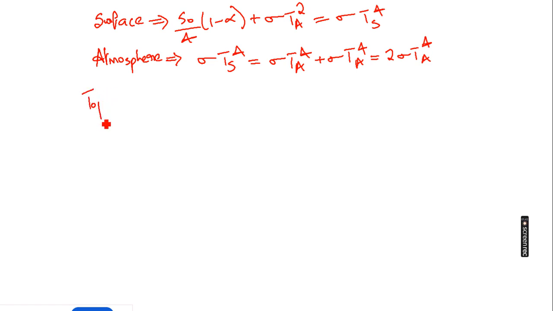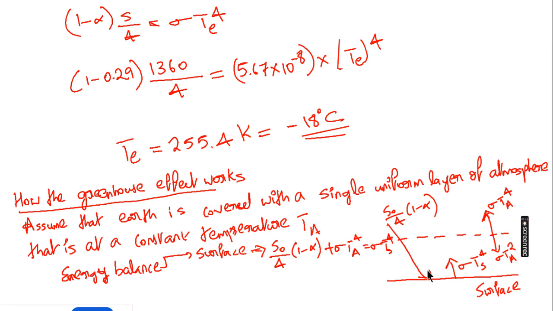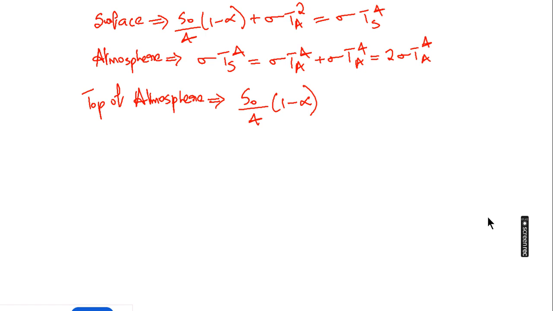Now let's see what is the energy balance at the top of the atmosphere. At the top of the atmosphere, the energy that it receives is S0 by 4 into 1 minus alpha, right? This one, and what it re-emits is this one, sigma Te raised to 4. So S0 by 4 into 1 minus alpha is equal to sigma Te raised to 4. This is at the top of the atmosphere. Now we have 3 different equations.